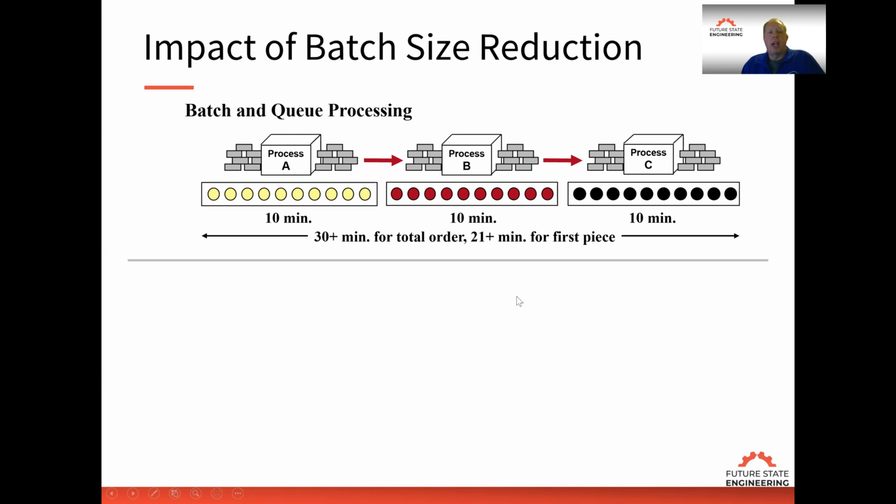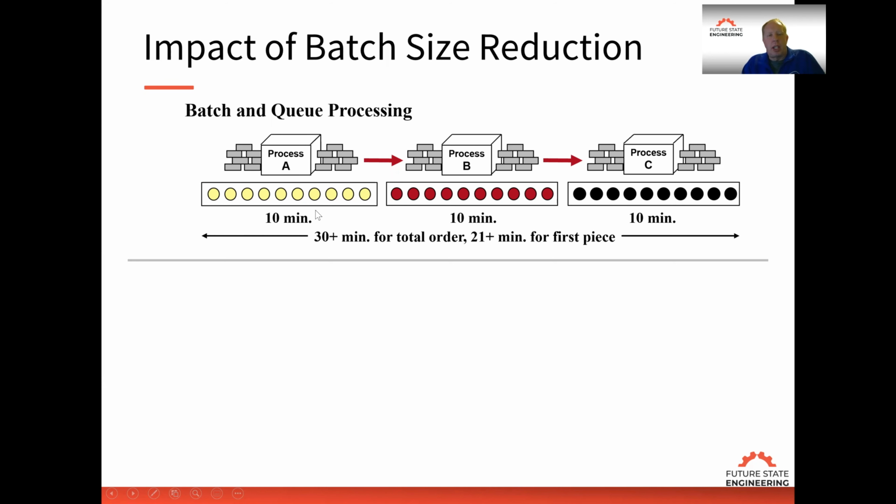So what's the impact of batch reduction on the organization? If we look at batch and queue processing, and this can be any type of product, any type of service, or even meetings as a form of batching, we don't make decisions until meetings, so a lot of information gets batched. In this case, we have 3 process steps, and there are 10 items that need to be processed through process A, then 10 have to go through process B, and the same 10 need to go through process C.